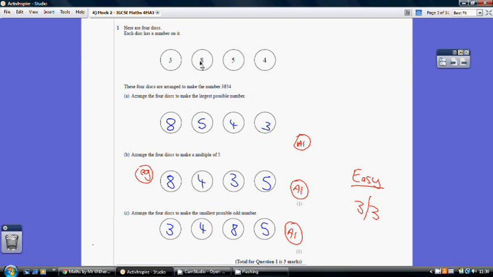So largest possible, you've got to work your way downwards, biggest to smallest. So 8543. Part B, arrange the 4 discs to make a multiple of 5.